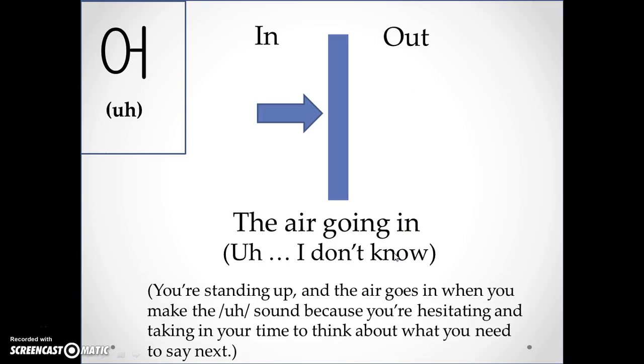Okay, now let's move on to the next one. We have uh, and that's the format in syllable blocks, right? And my way, I want you to think about this part standing up. So you're standing up right here and try making the uh sound on your own. You'll notice that the air is going in instead of going out. Imagine when you say it in social situations, uh tends to be the sound of hesitation, guys. So you make that sound when you're hesitating and taking your time to think about what you need to say next. As in, uh, I don't know, right? So that part, when you're hesitating, sounds exactly the same as uh in Korean. Okay, let's move on to the next one.